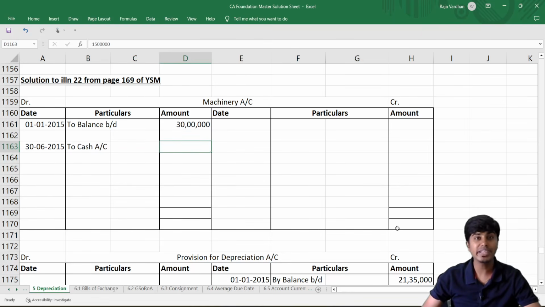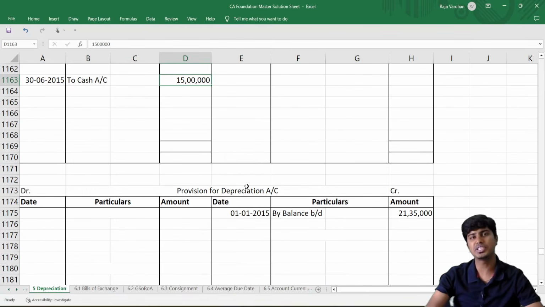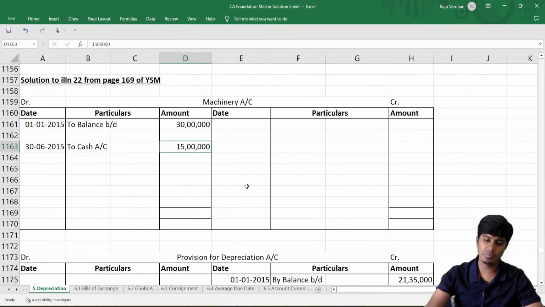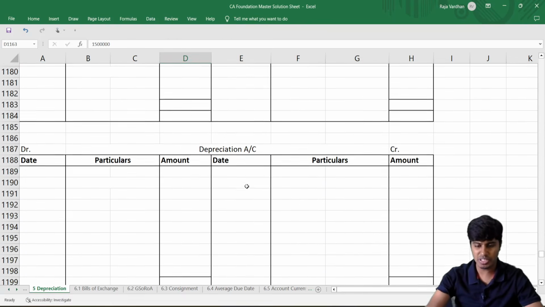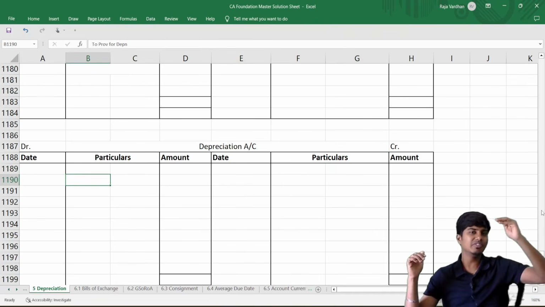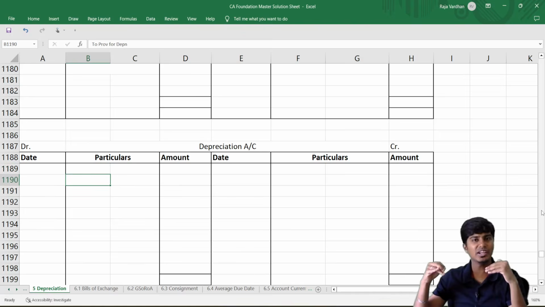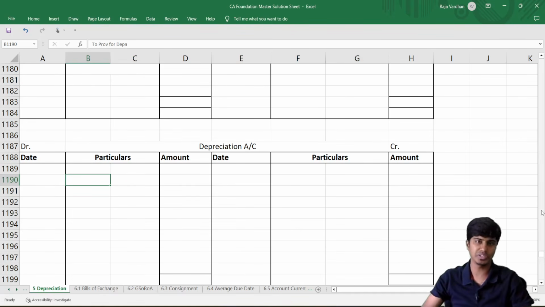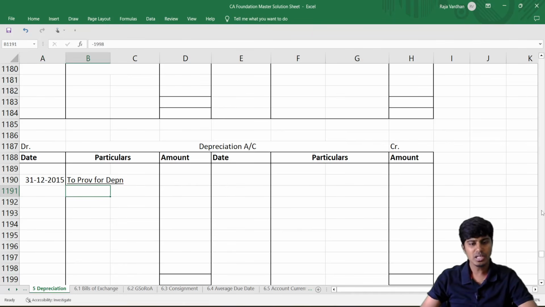Value is 15 lakh. On this 15 lakh worth of asset, we are depreciating. When we depreciate, what is the entry? Depreciation is an expense, it will be debited. Credit will be given to machinery because machinery value will decrease. Usually we write the entry depreciation to machinery. But when we write it through provision, we write depreciation to provision for depreciation. Provision will remain separate. So here I'll write to provision for depreciation. This is on the asset.